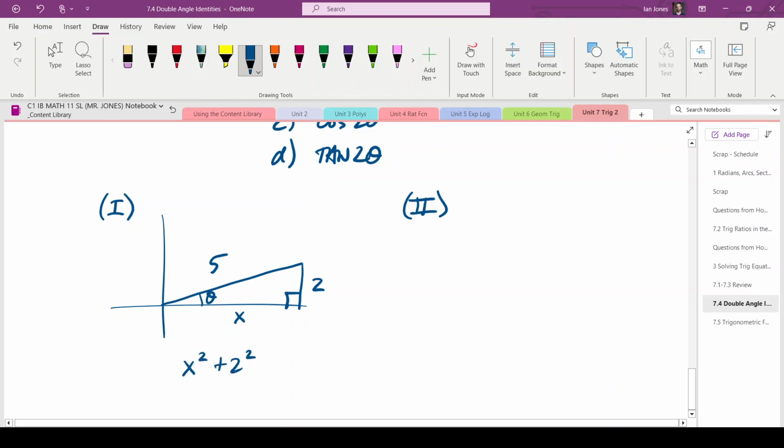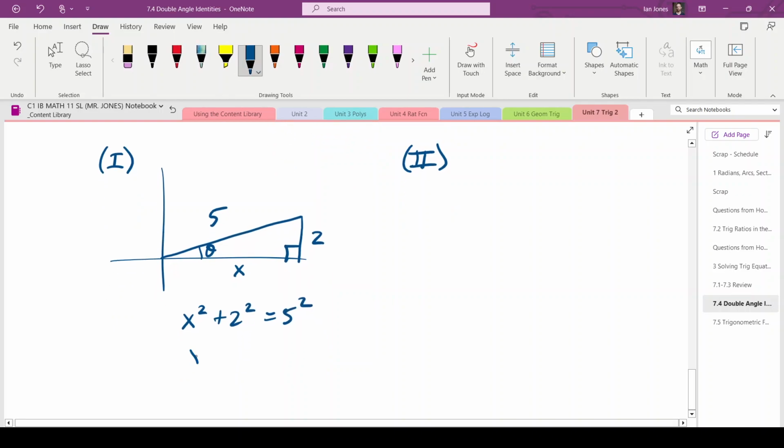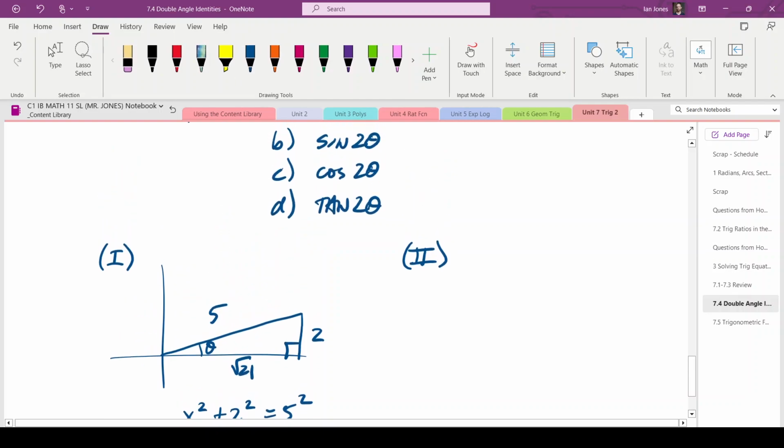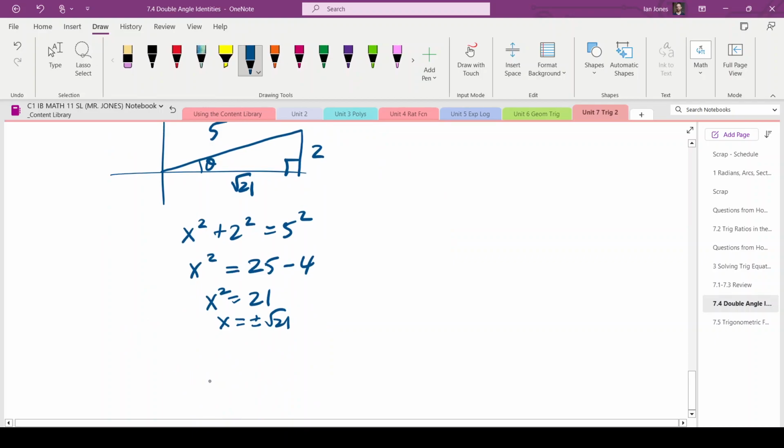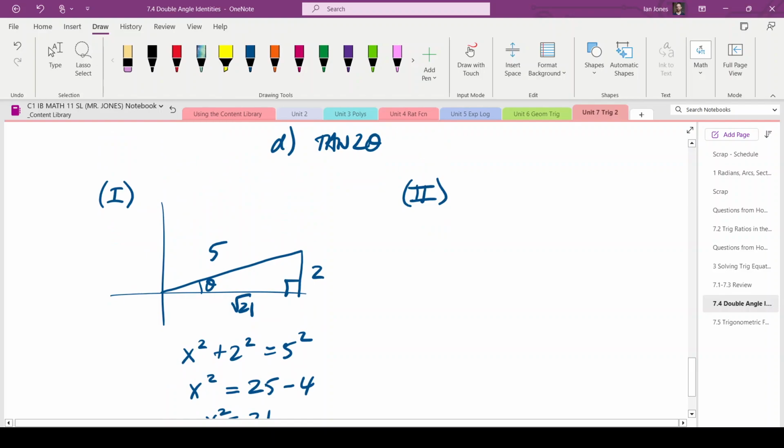X squared plus 2 squared equals 5 squared. X squared plus 4 equals 25. So x squared is 25 minus 4. X squared is 21. X is plus or minus root 21. But because I'm in the first quadrant, it's going to be a positive root 21. And now cosine is adjacent over hypotenuse, or x over r. So cosine then is going to be root 21 over 5. Cosine of theta equals root 21 over 5. Done.